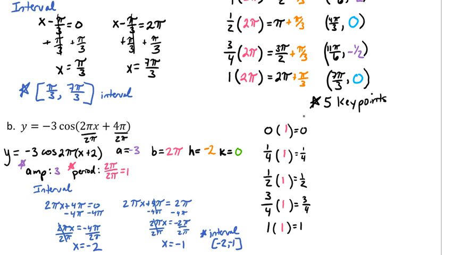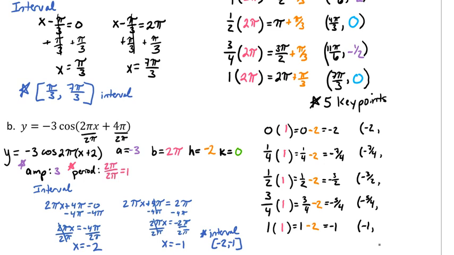From there, we need to take care of our h shift. So in this case, h was a negative 2. So we're going to subtract 2 from each of those values to come up with our x values for our 5 key points. Doing so is going to give us a negative 2, a negative 7/4, a negative 3/2, a negative 5/4, and a negative 1. So we can put those into our x values for our 5 key points.